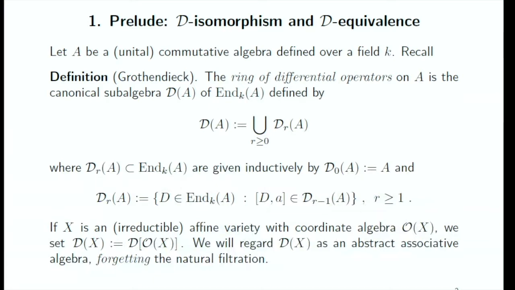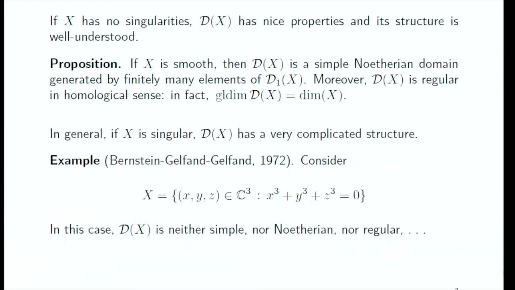Right. Well, if X is non-singular, then the structure of D(X) is very well known and it has very nice properties. In particular, the following holds: if X is smooth, D(X) is a simple, meaning no two-sided ideals, Noetherian domain, domain meaning no zero divisors, generated by finitely many elements in degree one. So you can actually describe in this case D(X) geometrically. You can simply say that D(X) is generated by functions, multiplication operators by functions, and vector fields.